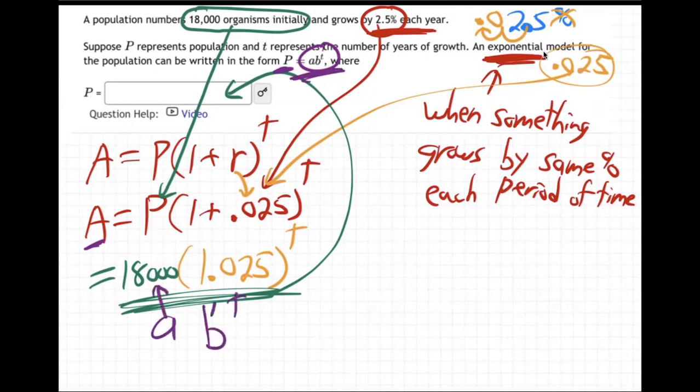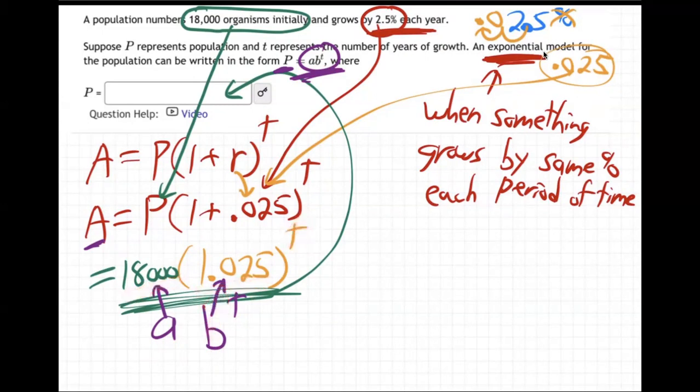This is the A, this is the B, right? The format is, they're saying we want it in the form where you have one thing times another thing. There's no symbol in the middle, which means times. And the second thing is to the T power. Well, we've got that now. The first thing, the A, is the 18,000. The second thing is the 1.025. That's the B to the T power.